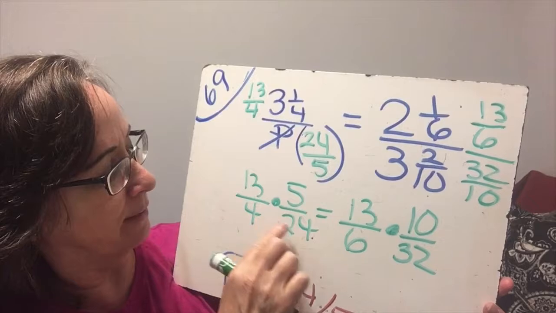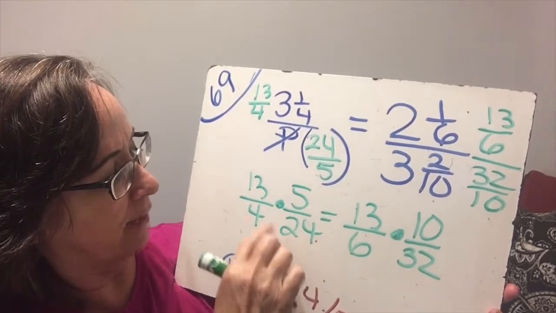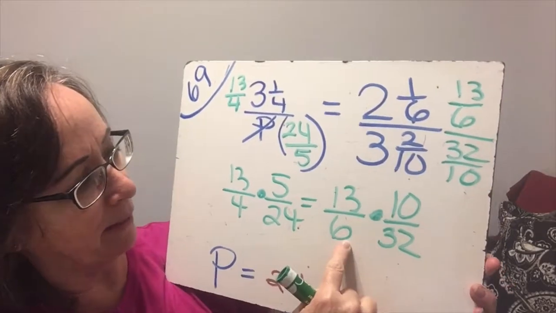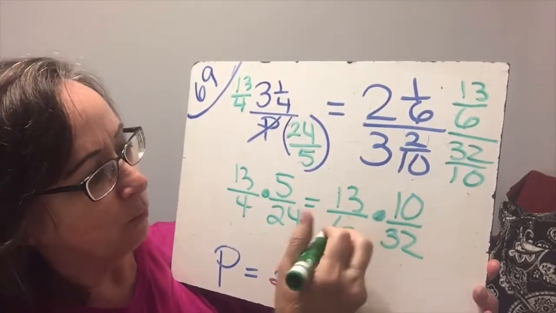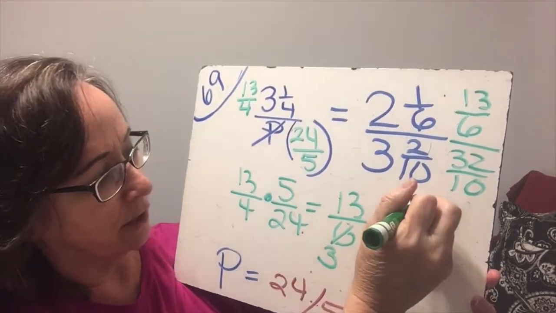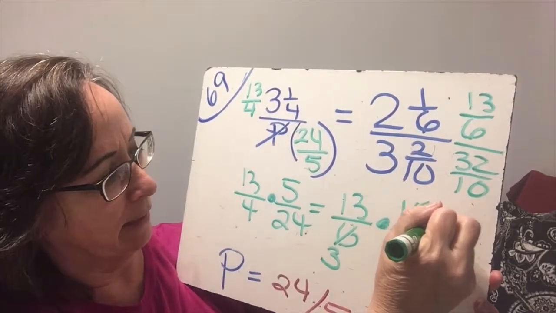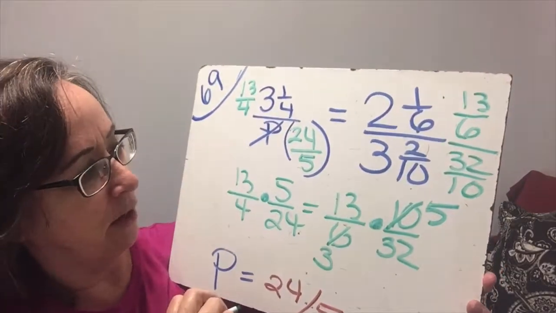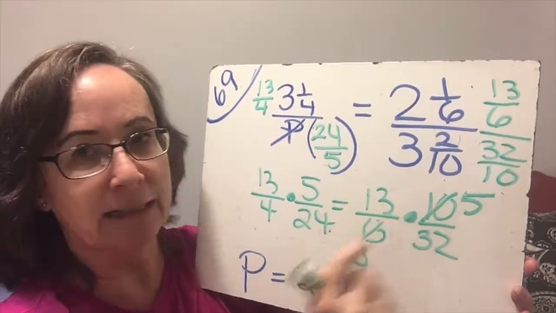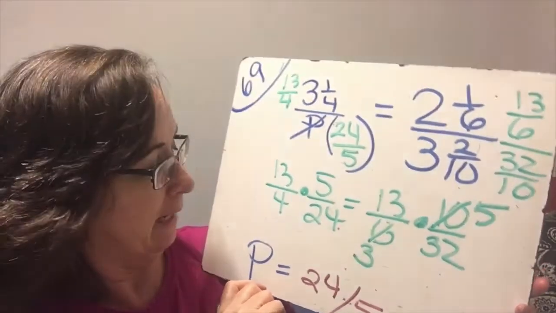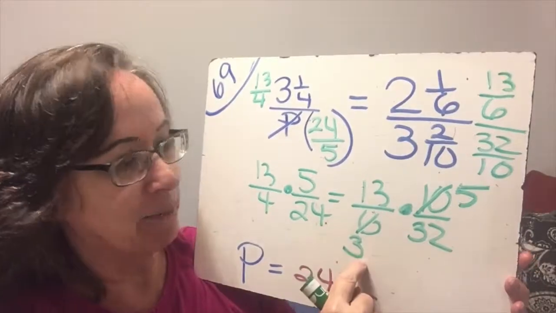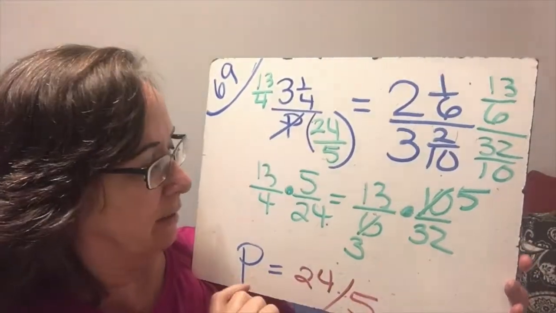Is there anything that's going to cancel on this side? I've got 13 and 5 on the top, and that's not going to go into anything. What about on the other side? Is anything going to cancel? What if I took a 2 out of this and made it a 3, and took a 2 out of this one and made it a 5? Okay, so, look at that. I have 13 times 5 on the top, and I have 13 times 5 on the bottom. Now, the big question is, is 4 times 24 the same thing as 3 times 32?